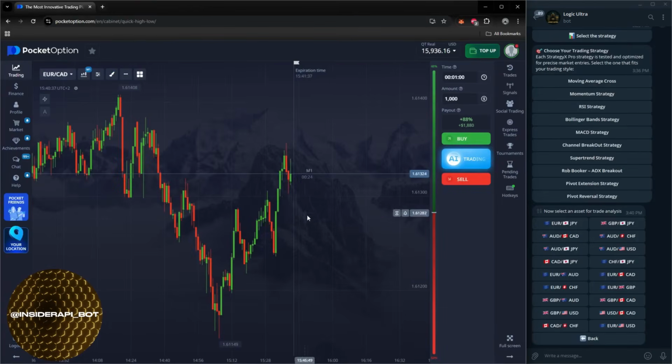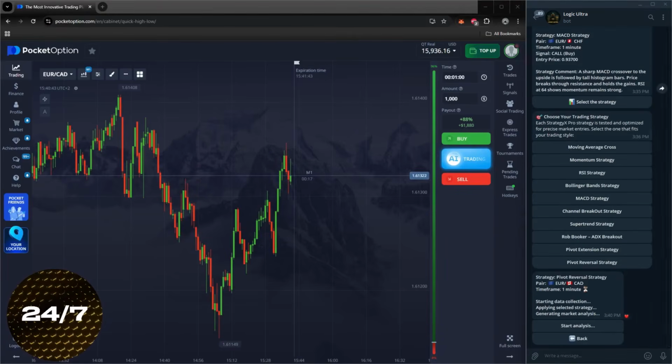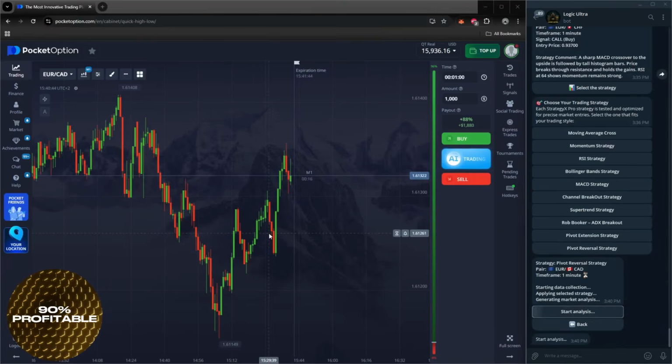Euro Canadian also, this is pretty bad, this is much better, so let's go with Euro Canadian, and we select 1 minute and we press start analysis. That is pretty much it. We are off. We just wait for the signal now from the robot.